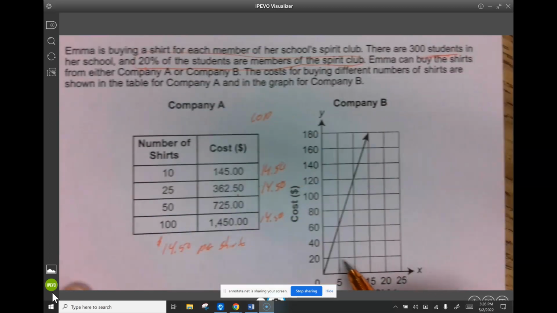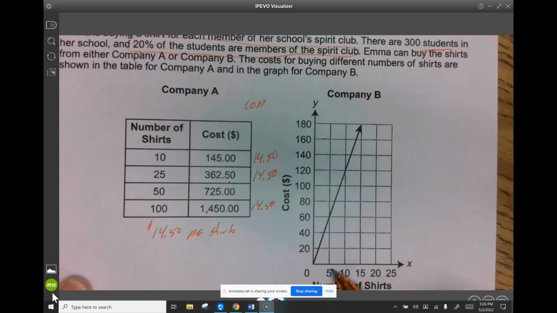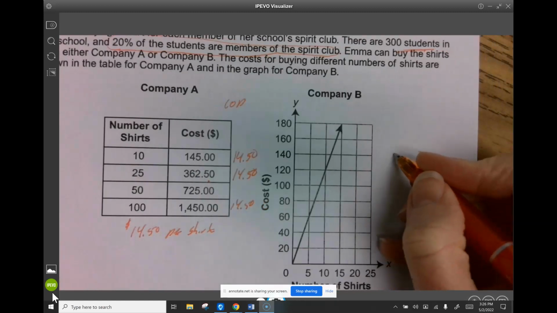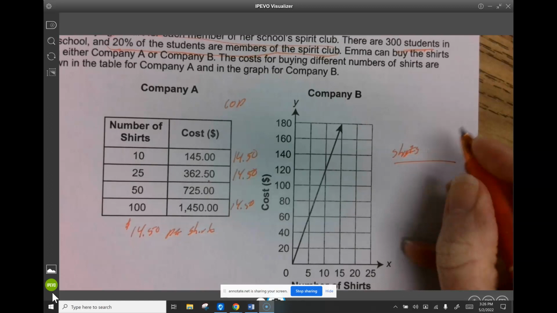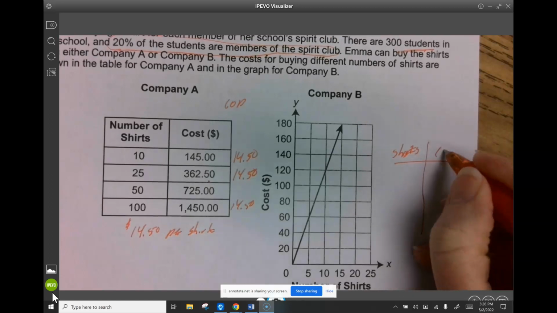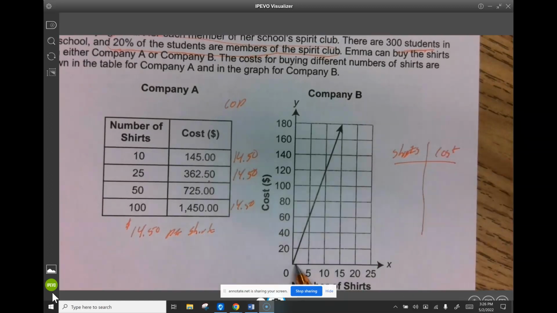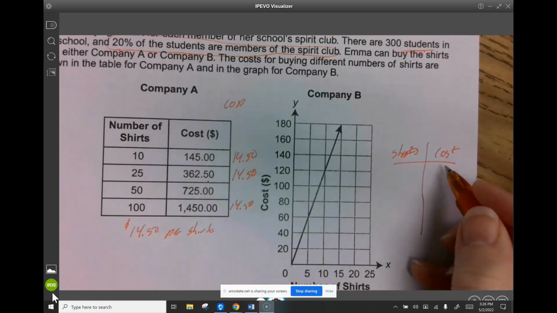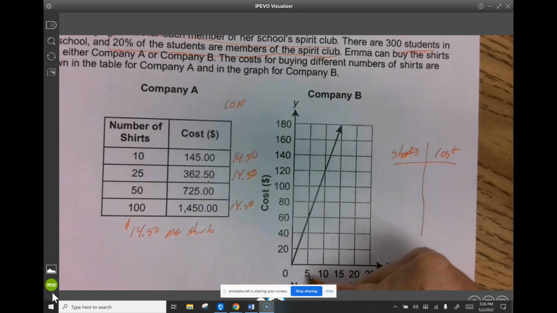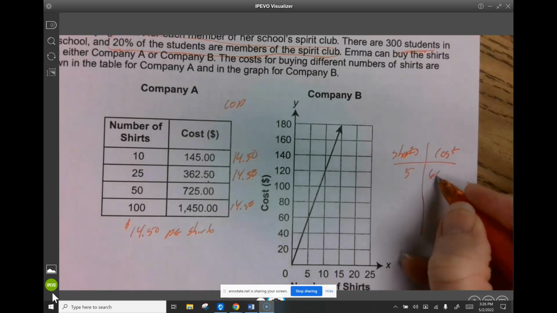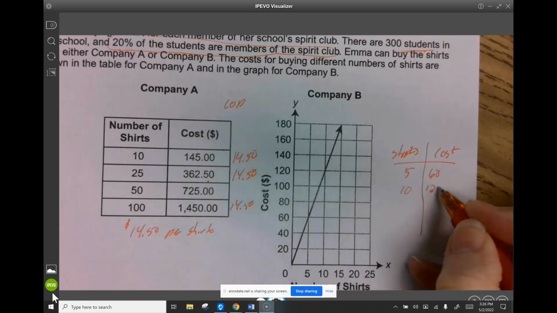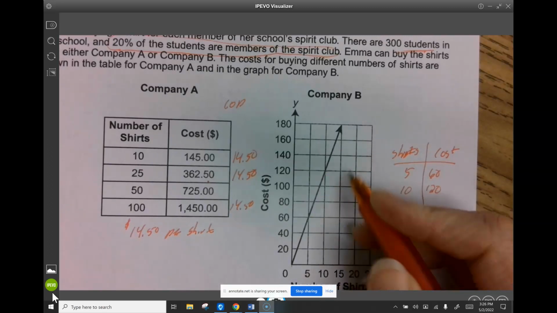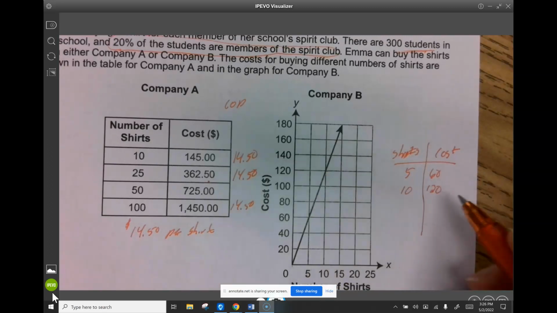Okay, now when we look at the graph, it says that it's 5 shirts for $60. So now we're going to do shirts again. And I could maybe figure it out from the table, but look at that. What's one shirt down here? That's kind of hard to figure out. So I'm going to find a constant of proportionality on that. So 5 shirts is $60, okay, and 10 shirts is 120, okay. Do we have 15? It looks like 15, but this should give us enough.